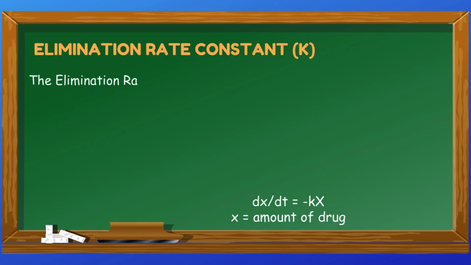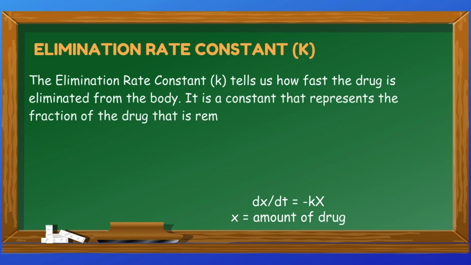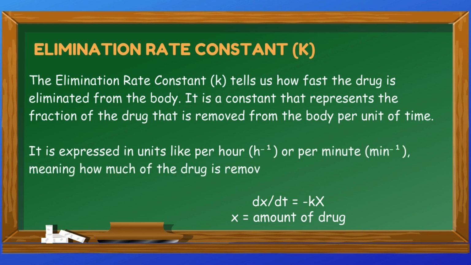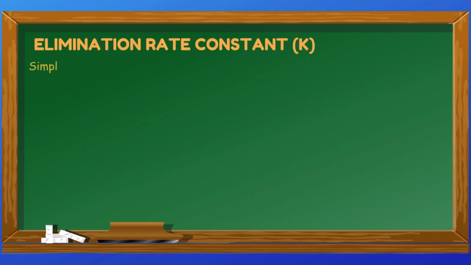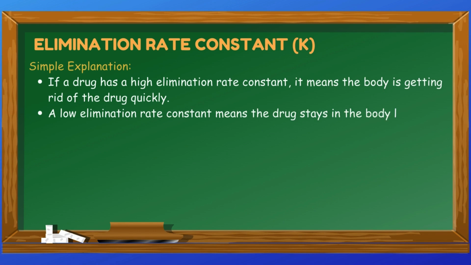First, elimination rate constant. This parameter tells us how fast a drug is eliminated from the body. It is a constant that represents the fraction of the drug that is removed from the body per unit of time. It is expressed in units like per hour or per minute, meaning how much of the drug is removed from the body each hour or minute. Let's simplify this. If a drug has a high elimination rate constant, it means the body is getting rid of the drug quickly. A low elimination rate constant means the drug stays in the body longer and is cleared slowly.